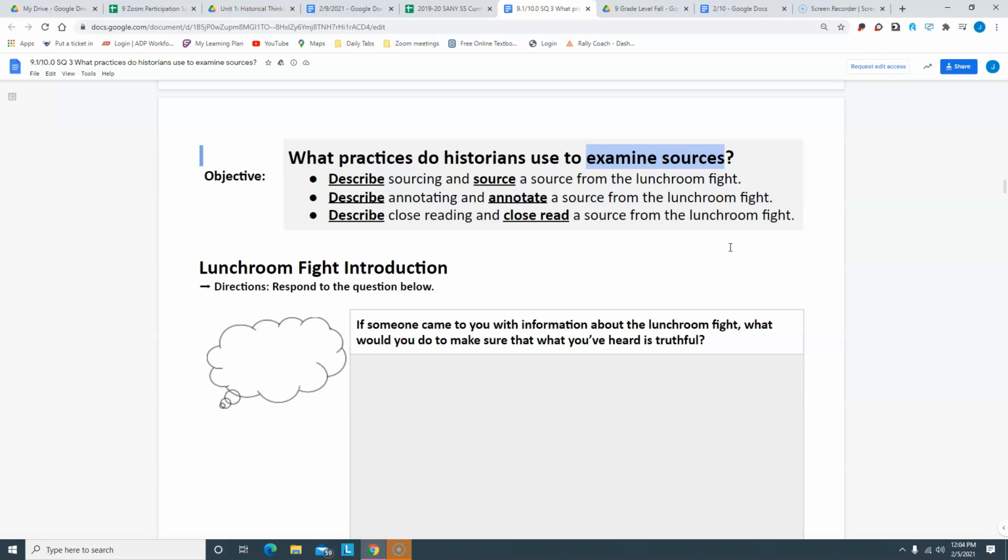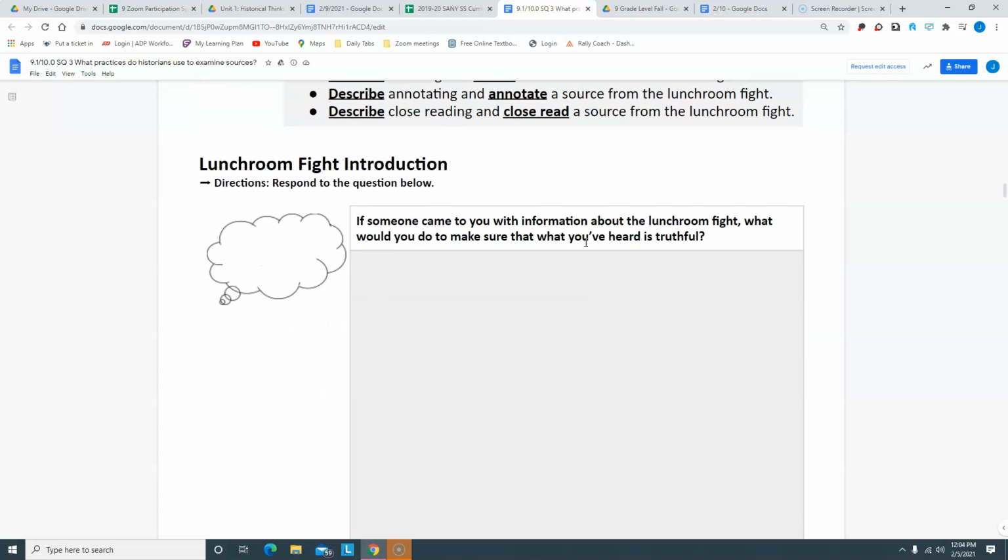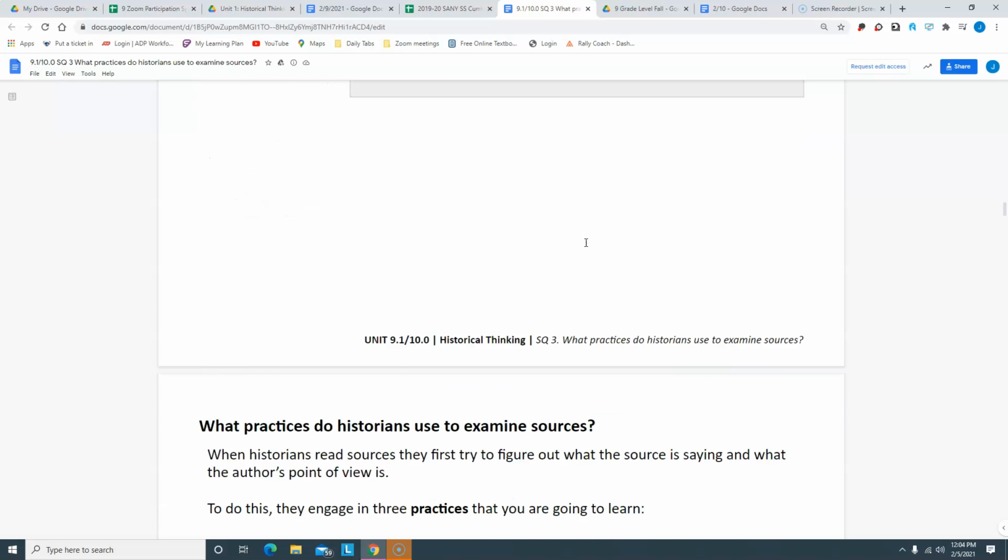How do we source a source? The word source here can be used as a verb, an action word, and as a noun. So we're going to source a source. We are going to annotate a source. We probably won't be taking a look at close reading in this lesson. So how do we source a source? It kind of sounds like something that you would see in a Dr. Seuss book.